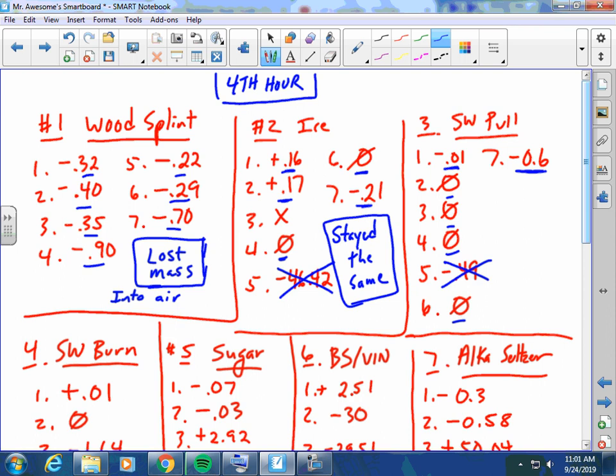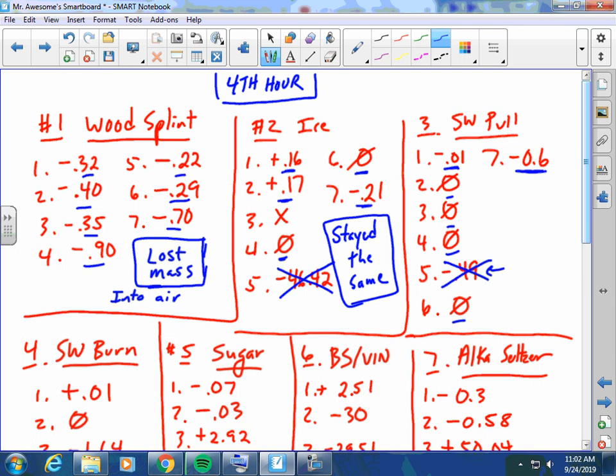Because that's negative 0.6. Okay? I would say personally, I would say these are all right. They're still just small changes. It's not like they went up to like 15 or 50 or 100 or something like that. It's still small changes.